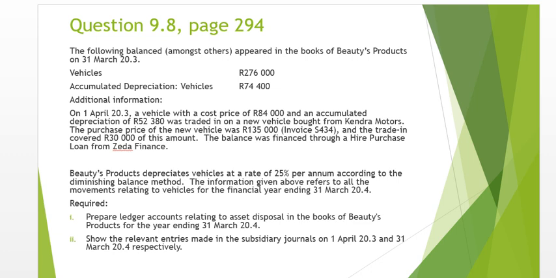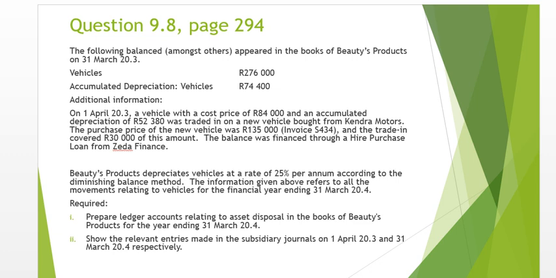So we've got the following balances appearing in the books of Beauty Products on the 31st of March 2003. We've got a balance for vehicles of 276,000 Rand and for accumulated depreciation of 74,400 Rand. So that's the end of our previous financial year. Then we get to the 1st of April 2003. So that's the beginning of our current financial year. We sold a vehicle which had an original cost price of 84,000 Rand, and up until the 1st of April 2003, its total accumulated depreciation was 52,380.